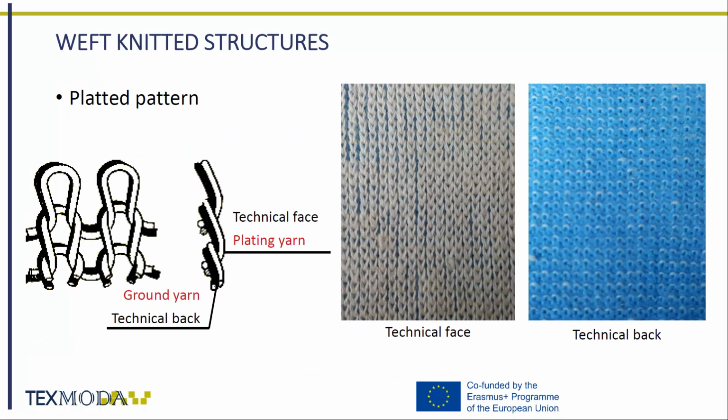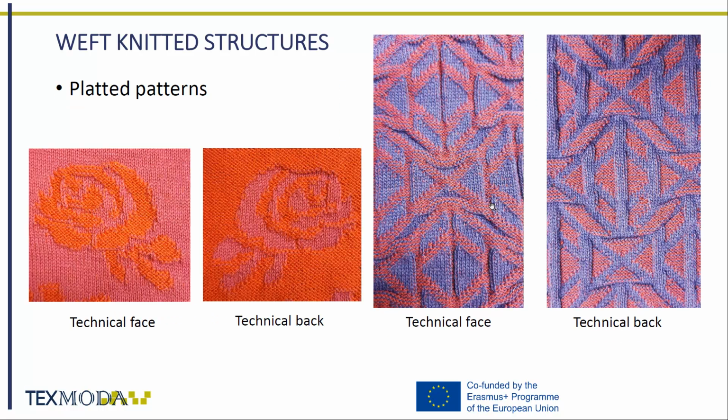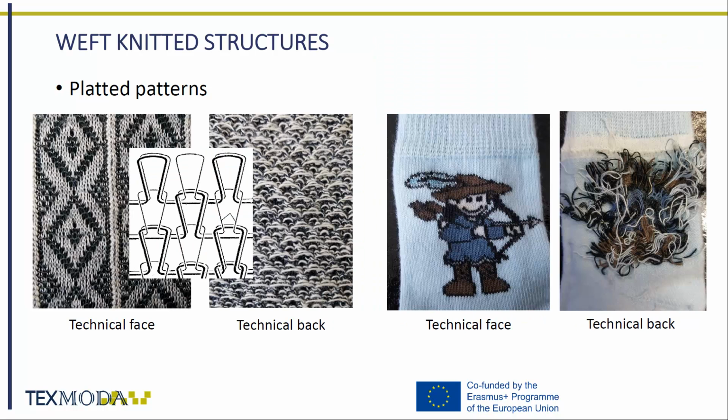In the plaited pattern, at least two yarns are used: the ground yarn visible on the technical backside and the plaiting yarn visible on the technical face side. Plaited structure improves functionality of the knitted fabric. By using patterned purl structure as the base structure and different colors of the ground and plaiting yarns, it is possible to develop very interesting colored patterns.